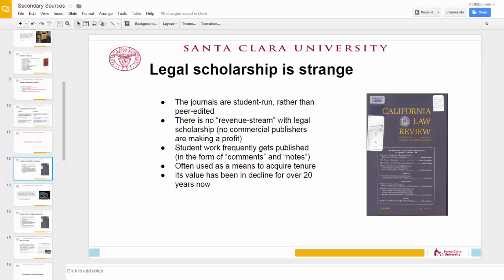Student work frequently gets published. This is very different compared with other academic disciplines where student work is very rarely, if ever, published. It's often used as a means to acquire tenure. We should be honest and upfront about that. And its value has been in decline for over 20 years now. The number of citations to legal scholarship, although there's some dispute over this number, I think it's pretty persuasive that the number of citations court opinions have to legal scholarship have been in decline.